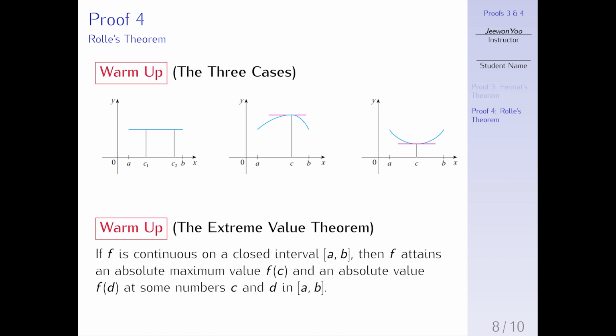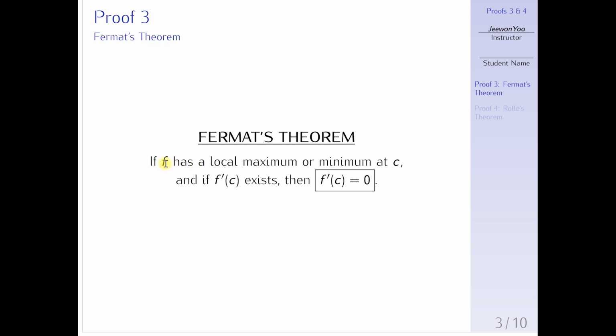In order to prove this theorem, we need to understand the extreme value theorem and Fermat's theorem. If you haven't watched the video on Fermat's theorem, which states like so, if f has a local maximum or local minimum at c, and if f prime of c exists, then f prime of c is equal to 0. You can watch this previous video first and then come back to this one.